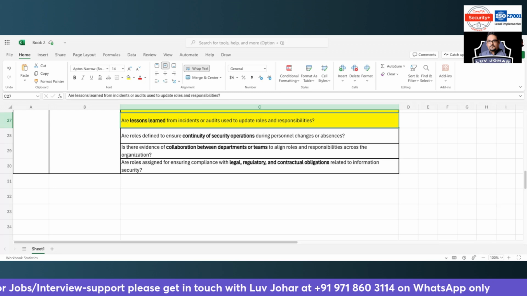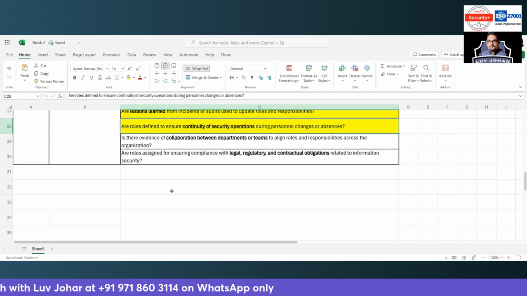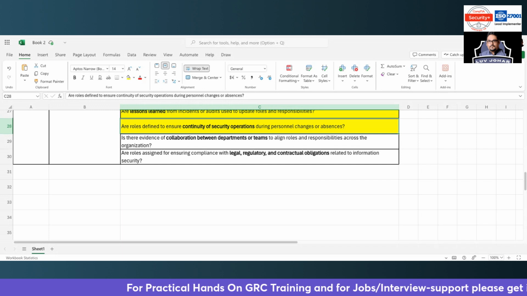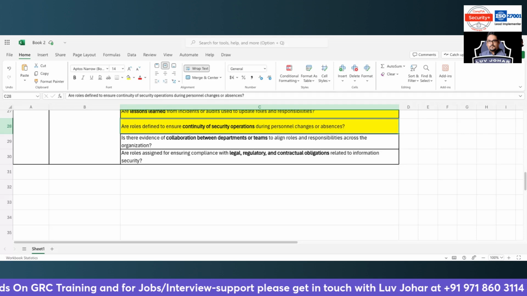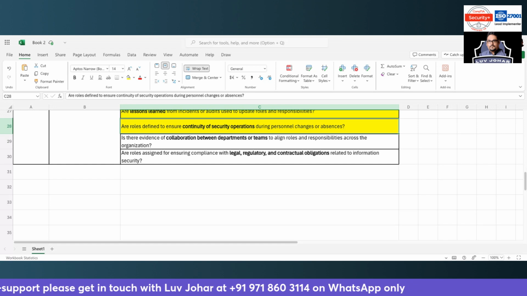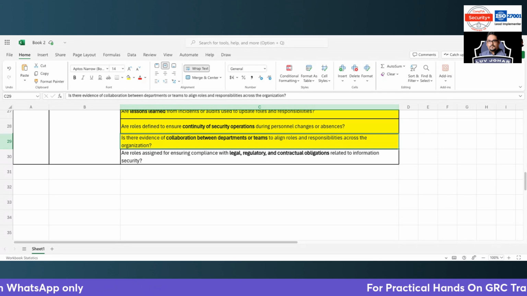Then after that, you need to make sure roles are defined to ensure continuity of security operations during personnel changes or absences. So here it is talking about succession planning. For example, if somebody is not available or if there is some change in the person, do you have succession planning in place so that there is no disruption of the security operations and they are continued? And after that, it talks about evidence of collaboration between departments or teams to align the roles and responsibilities across the organization. Evidence of this as well.